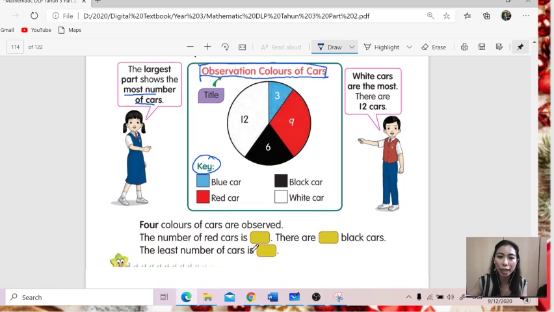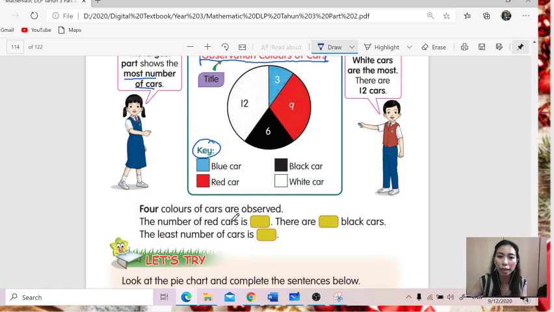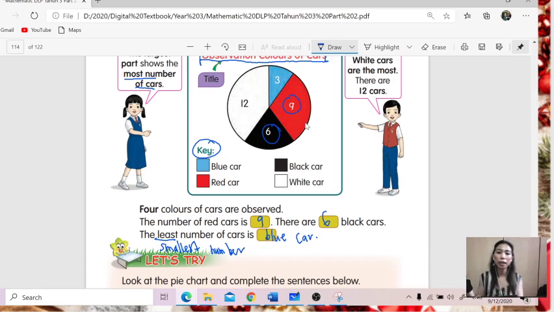So for cars, I observe the number of cars. Red car, here they put the number, so you just put 9. There are how many black cars? There are 6. The least number of cars. Least means the smallest. Okay, it doesn't ask you for the number. It's asking you what car it is. It is the blue car. The least number of cars is blue car.